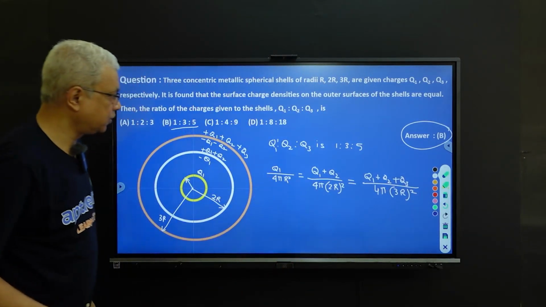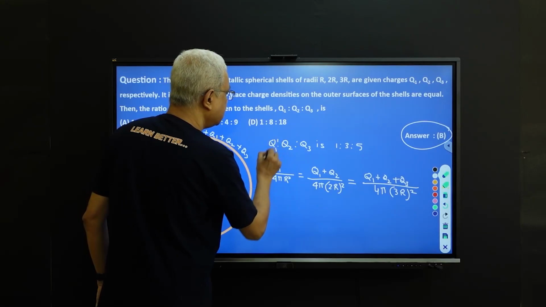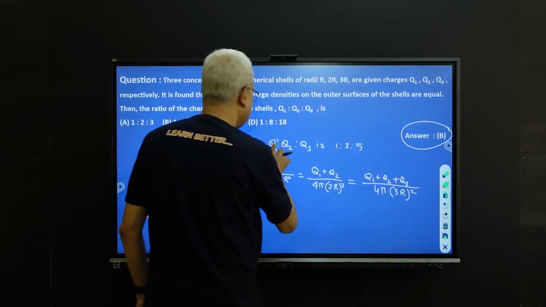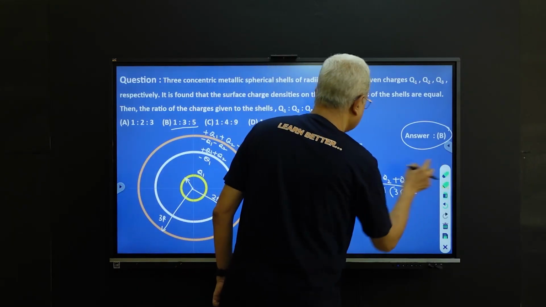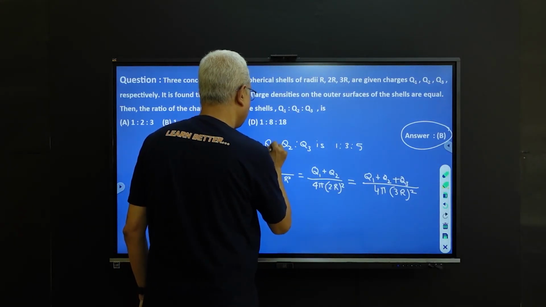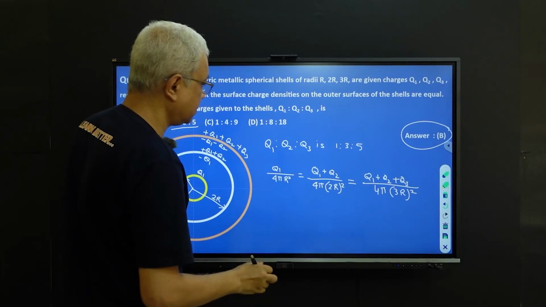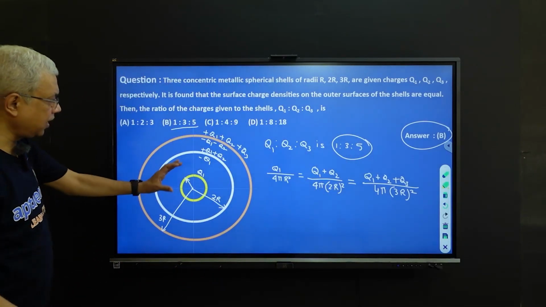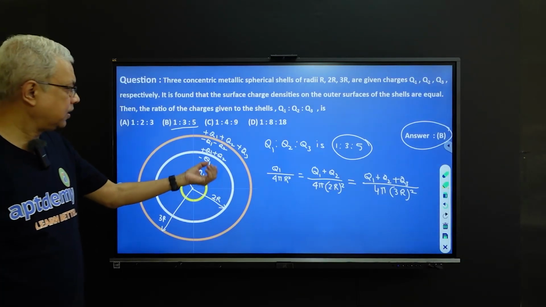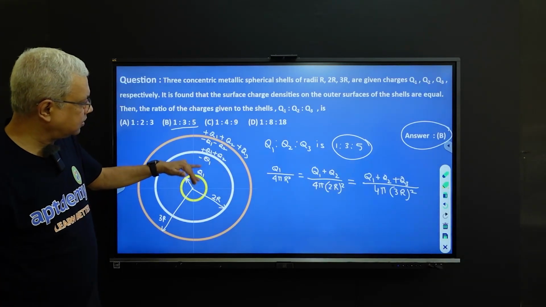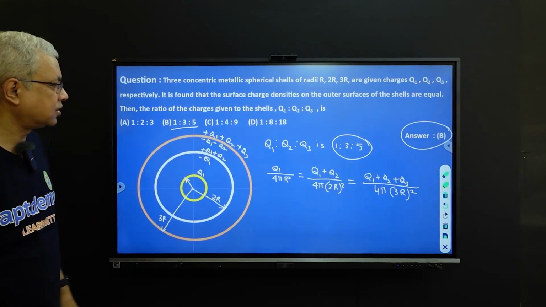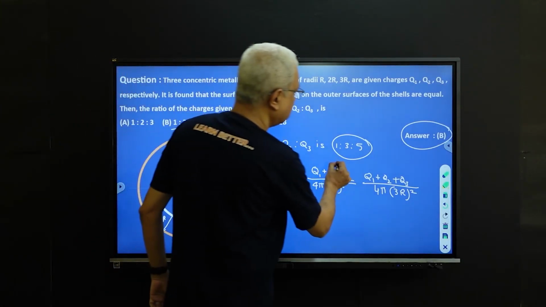So from this expression, we could find that Q1 is to Q2 is to Q3 is 1 is to 3 is to 5. Okay, so the key idea is that within the metal the field is 0, and this Q1 charge induces negative Q1 on the inner surface and positive Q1 on the outer surface. So with this idea, we could solve this problem.